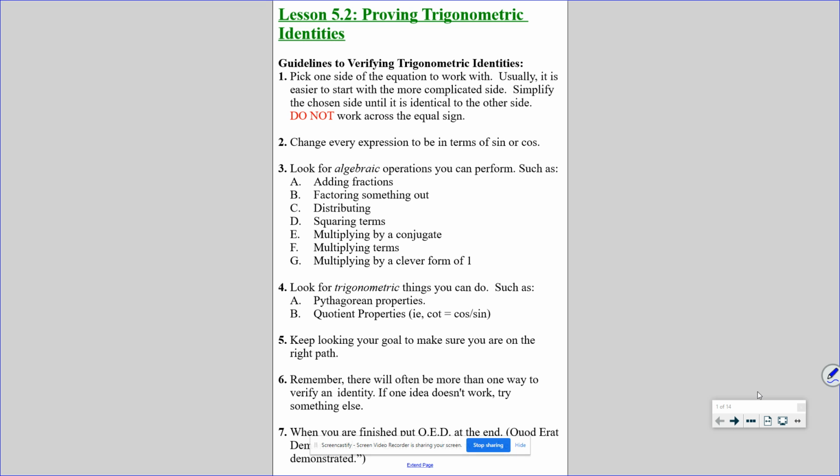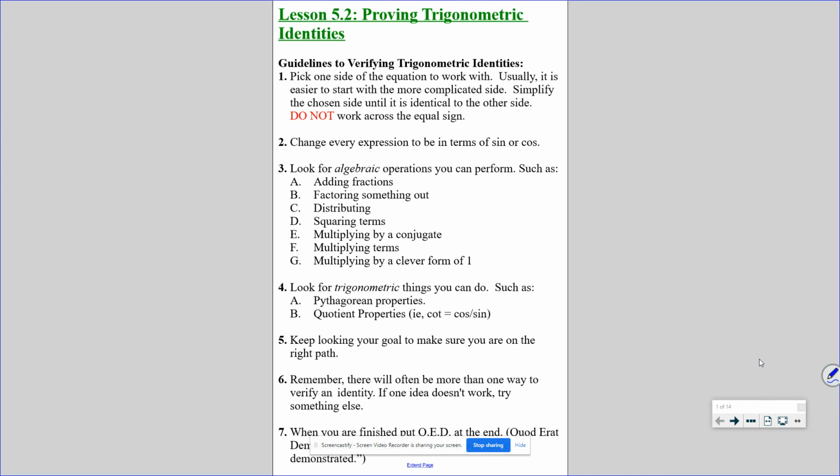All right, you guys, this is one of my favorite lessons that I get to teach all year because it's basically algebra on steroids. So if you like algebra, you're going to love this. If you don't like algebra, I apologize in advance.